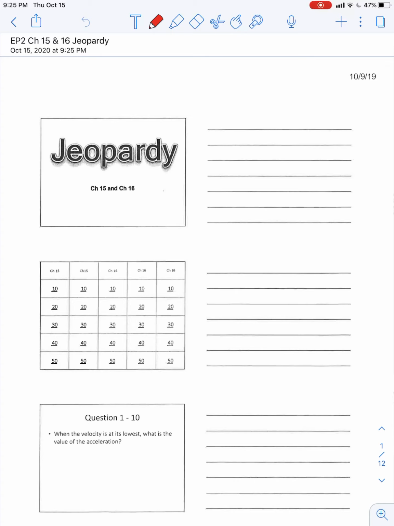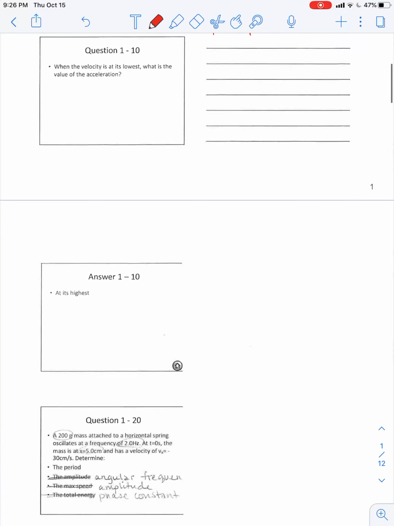So the first question says, when the velocity is at its lowest, what is the value of the acceleration? So that's like if you were to have, say, a spring or something, and it was oscillating back and forth here, you know, at the equilibrium, its velocity is at its max speed. But at its lowest speed, so say like over on the end over here, it wants to know what the value of the acceleration would be. So when the velocity is at its lowest, the acceleration would then be at its highest.